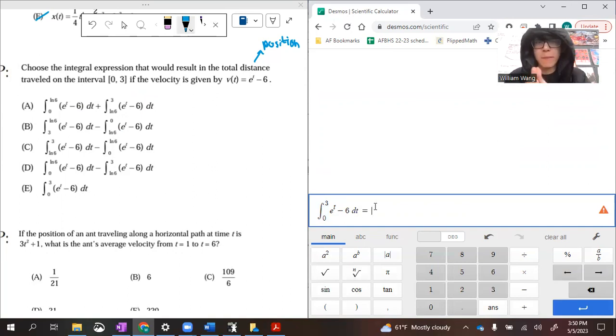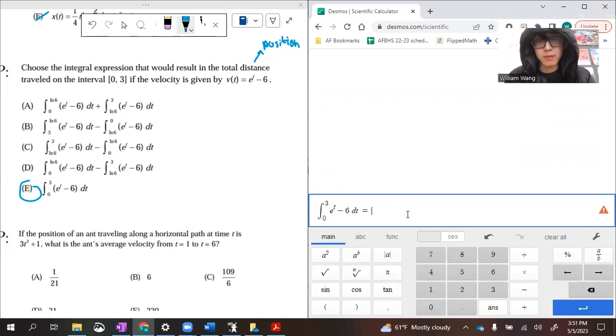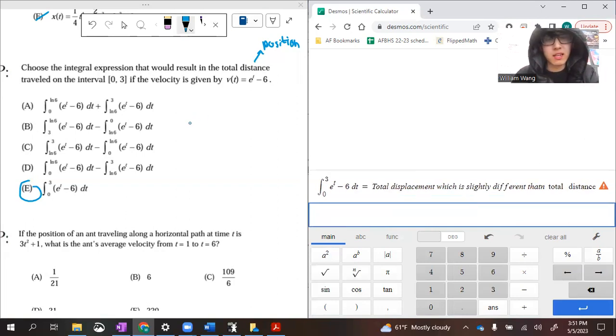However, this is sort of a trap answer because you might think my answer choice is E. But this solves for my total displacement, which is slightly different than total distance. And you might ask, what is the difference? Well, here's the difference between displacement and distance.